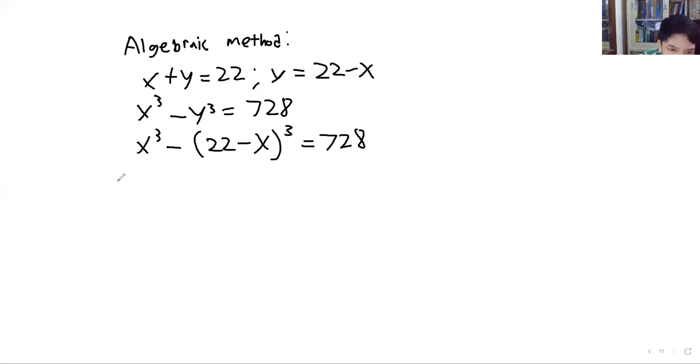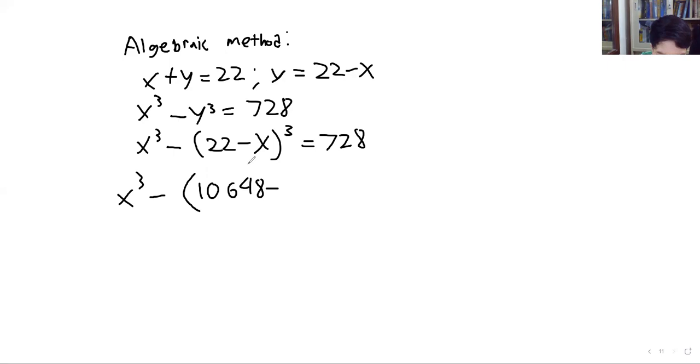Okay, so let's expand. That will be x cubed minus 10,648, then minus 1,452 x, then plus 66 x squared, then minus x cubed.